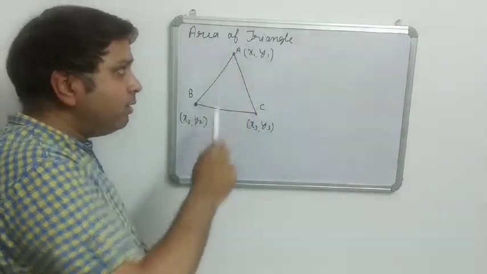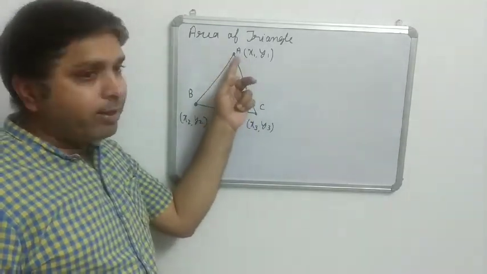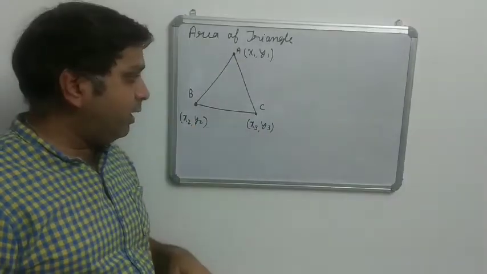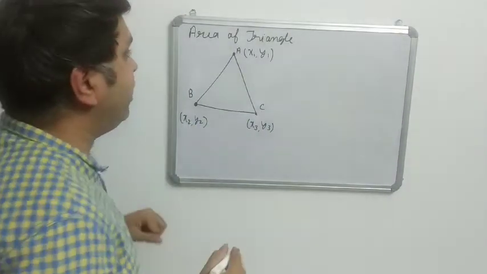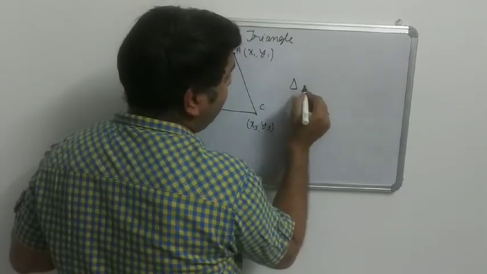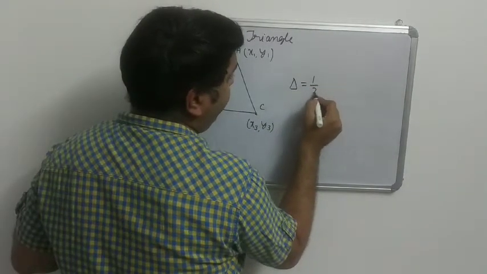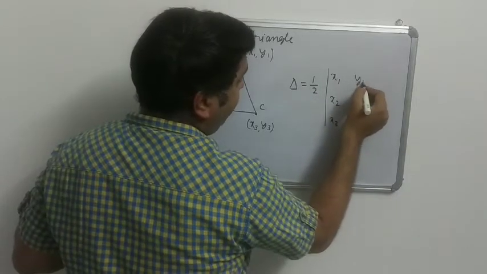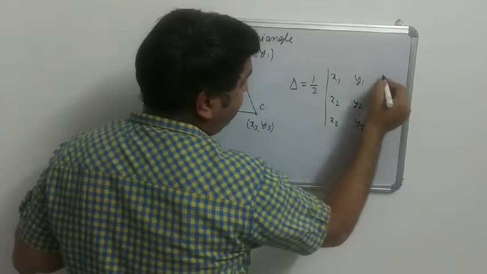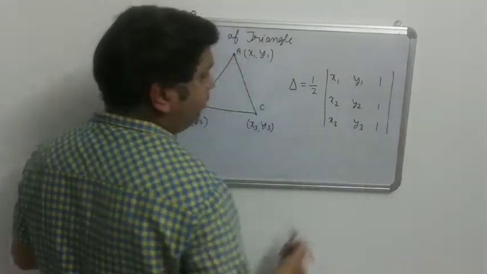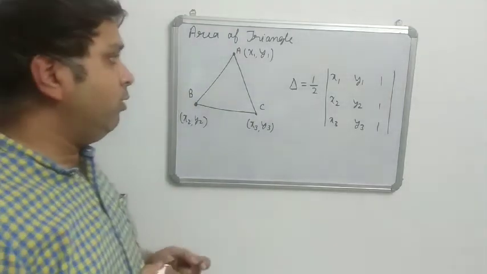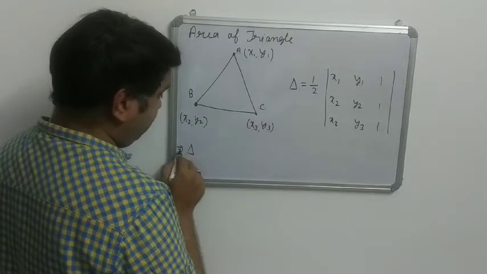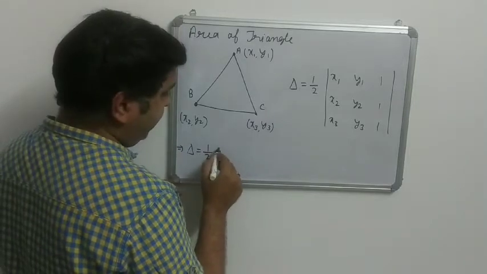Here x1 is the x coordinate of vertex A and y1 is the y coordinate of vertex A, and similarly x2 y2 and x3 y3. So what will be the area of triangle? The area of triangle will be 1 by 2 times the determinant with rows x1 x2 x3, y1 y2 y3, 1 1 1. So this will be the area of triangle. Okay, when you expand this determinant, you will get delta is equal to 1 by 2 mod.